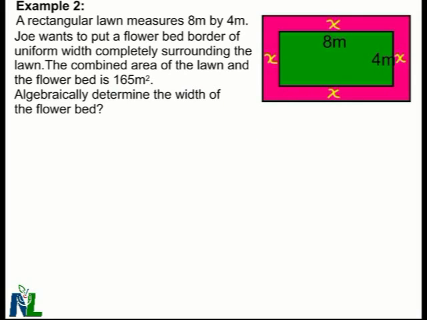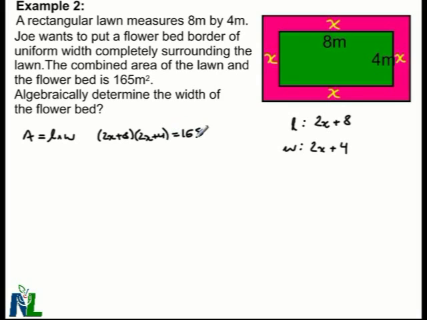So what I'd like to do now is write a relationship for the length and the width that I can then relate using the area. So I know the length of this is 8 meters plus my flower bed. I would get 2x plus 8. Looking at the width, I know it's 4 meters, again plus 2x, so I have 2x plus 4. Now the area is the length times the width, which in this case would be 2x plus 8 multiplied by 2x plus 4 to give me a total of 165.